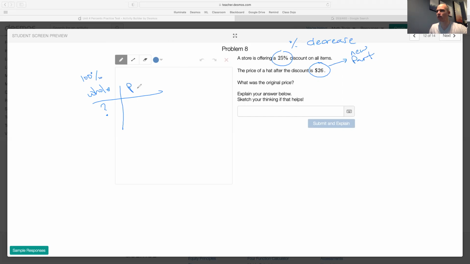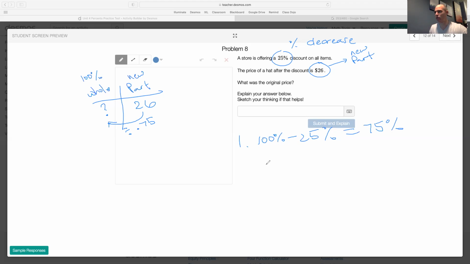The part, or the new value, that's the $26. And then I've got to figure out what percent is actually connecting these two values. So over here, I'm going to think, okay, the original price, whatever it was, was 100% of the price. And then a 25% discount got taken off, so what's left here is 75%. The $26 is 75% of the original price. And so to work backwards to that whole value, I'm going to divide by 0.75.